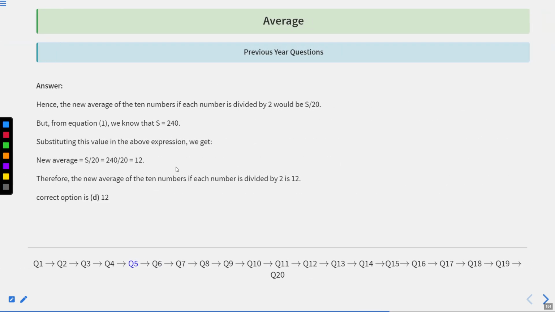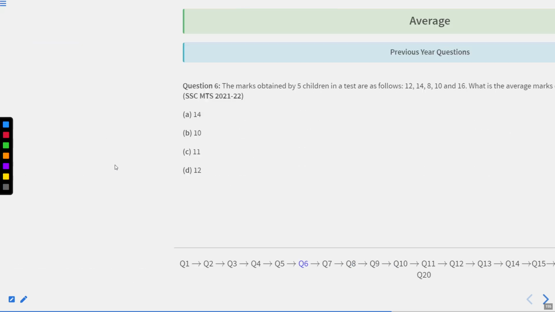So hence the new average of the 10 numbers if each number is divided by 2 would be S upon 20. But from equation 1 we know that S equal to 240. So substituting this value in the above expression we get new average equal to 12. So therefore the new average of 10 numbers if each number is divided by 2 is 12. So the correct option here will be option number D, 12.